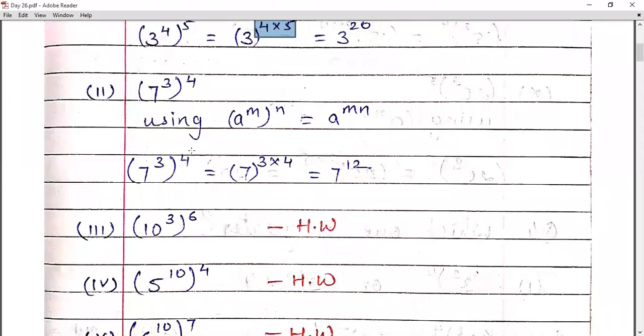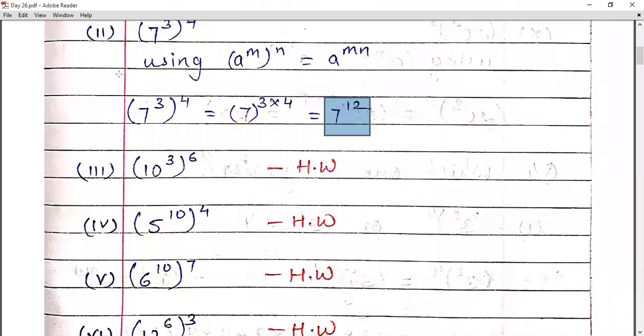The format of all the parts will remain the same. That means we will mention the law and we will write it in a step-by-step process. Part 2 is (7^3)^4. The powers will get multiplied according to our law. 3 into 4, 3 4s are 12. That can be written as 7 raised to 12.